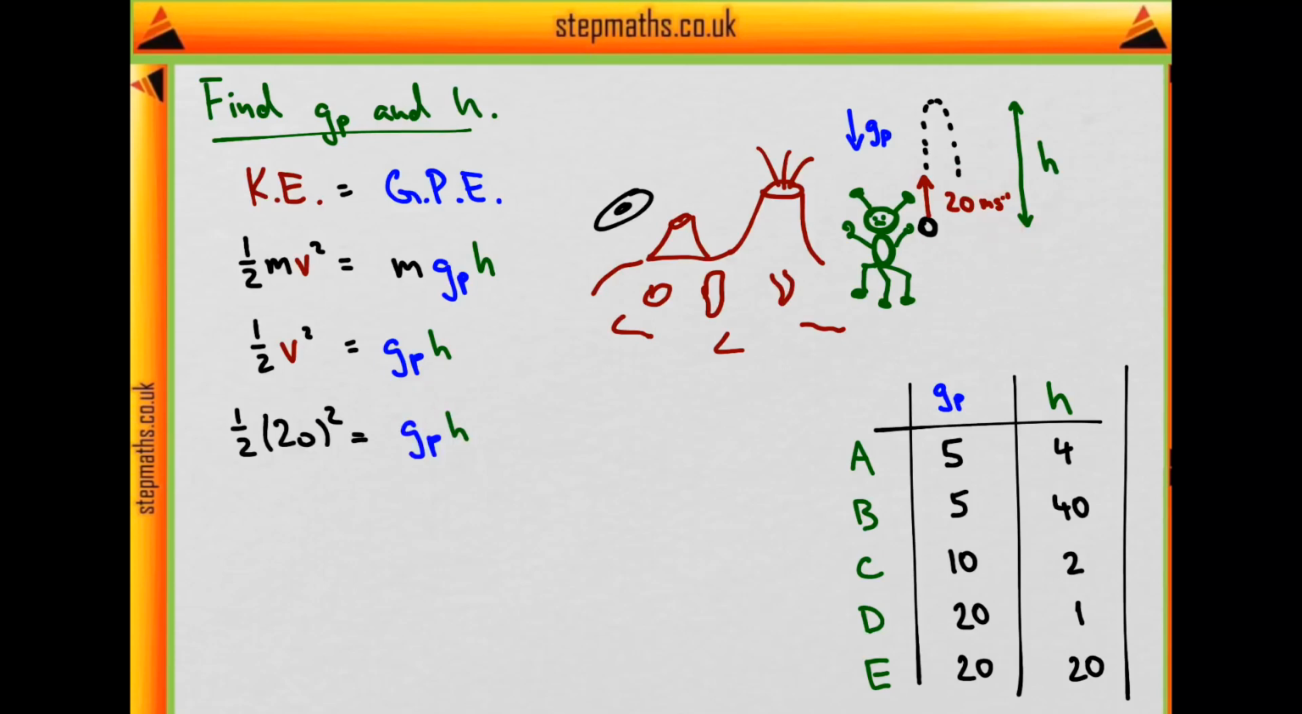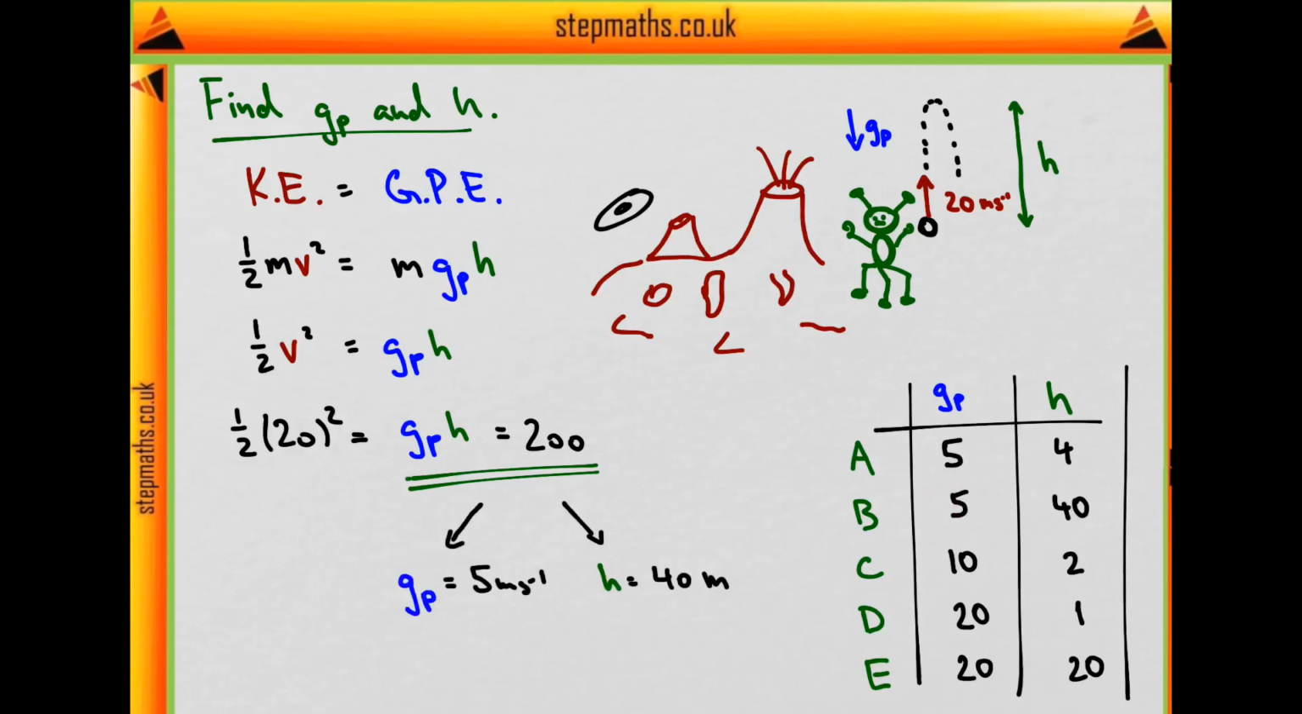So when we plug in 20 meters per second for the speed, we get that the product of the gravitational acceleration on this planet and the height reached by the object must be 200 in some standard SI units, which we are using throughout. But only one of these options given here does give a product of 200.